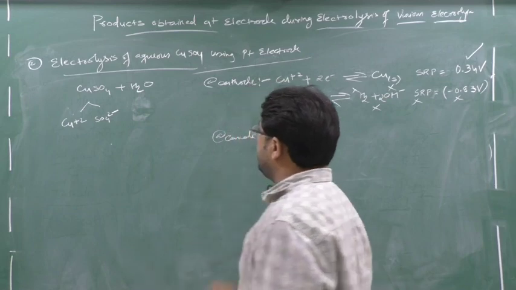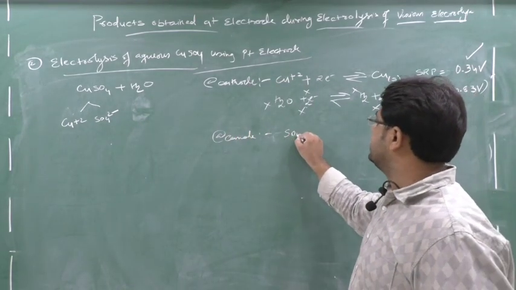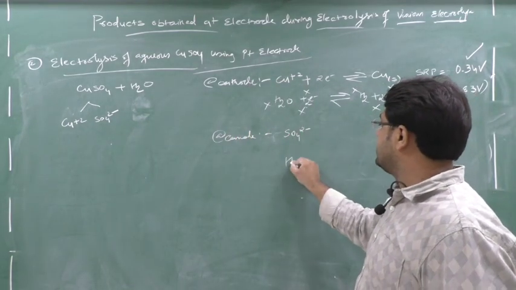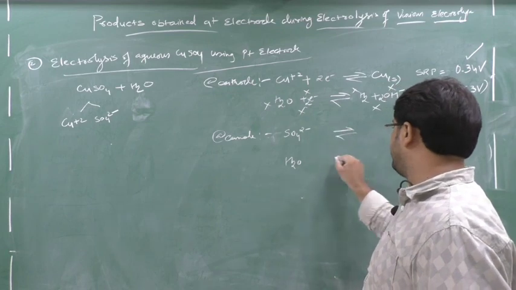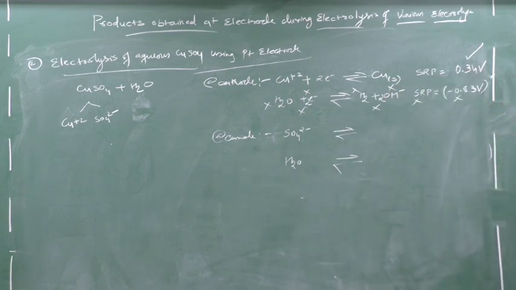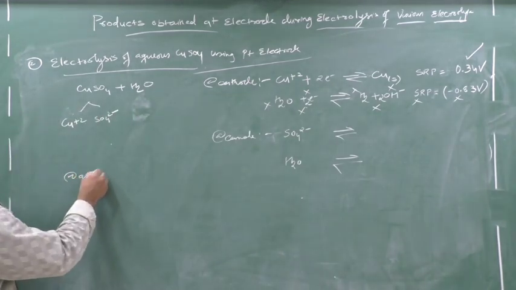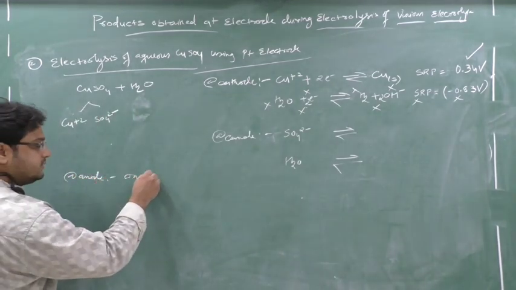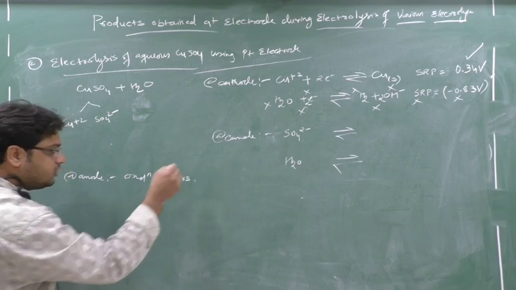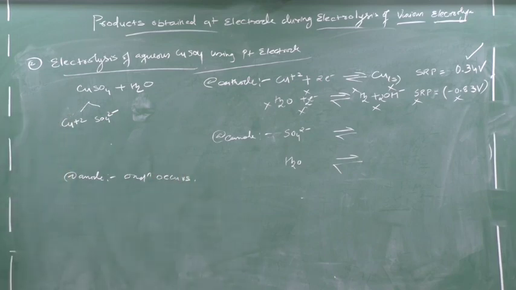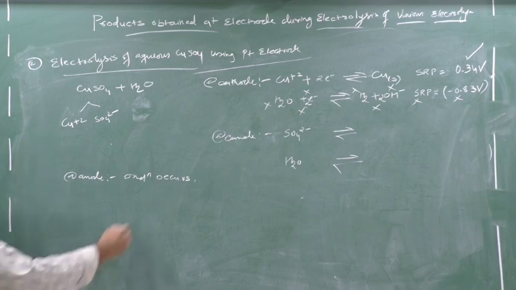At the anode what do I have? At the anode I have SO4 2 minus and also I have water. Now see here, a very important point. At the anode, oxidation occurs. Yes or no? At the anode what occurs? At the anode oxidation occurs. Okay, oxidation means what?